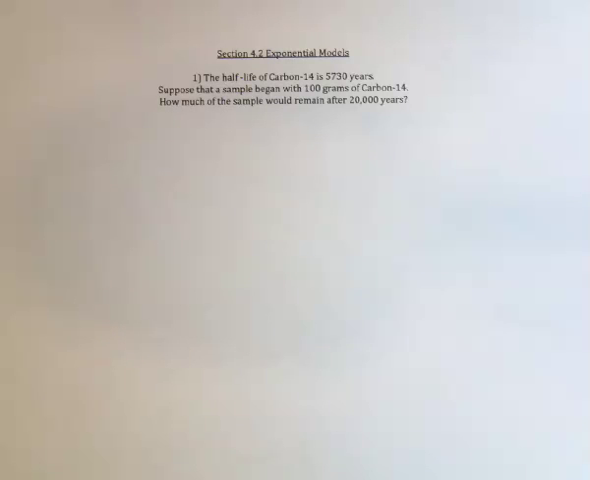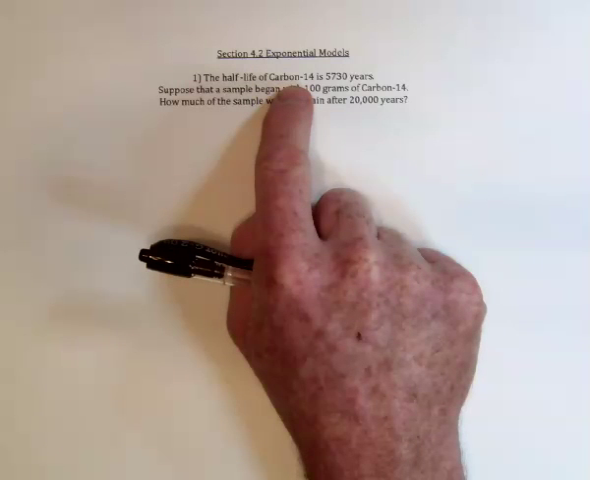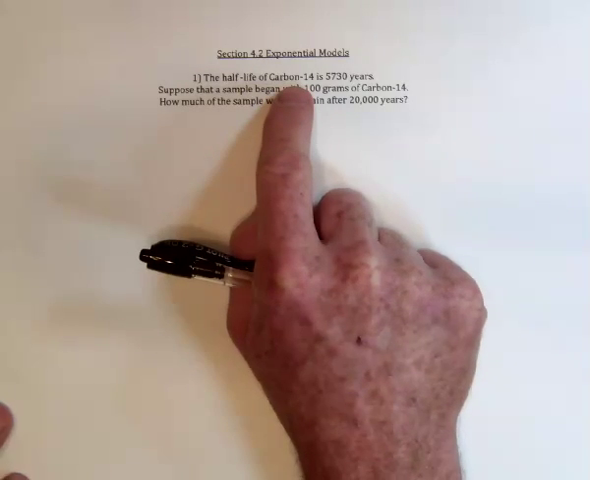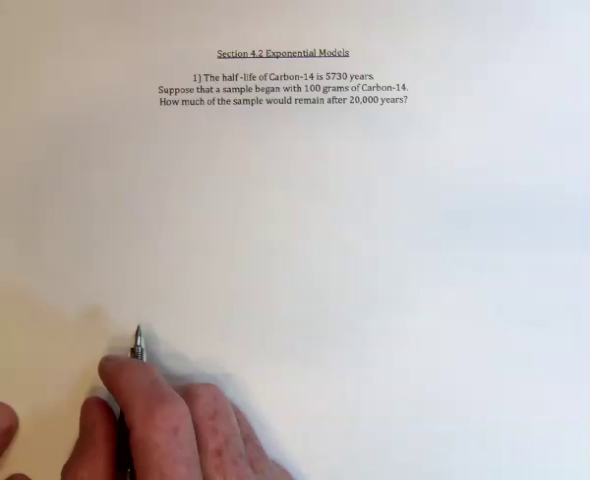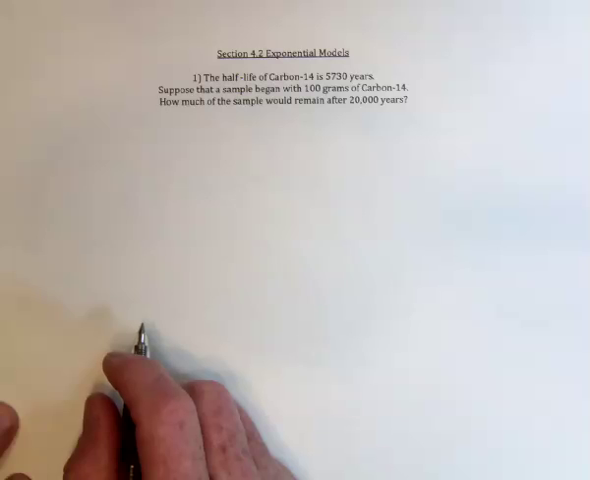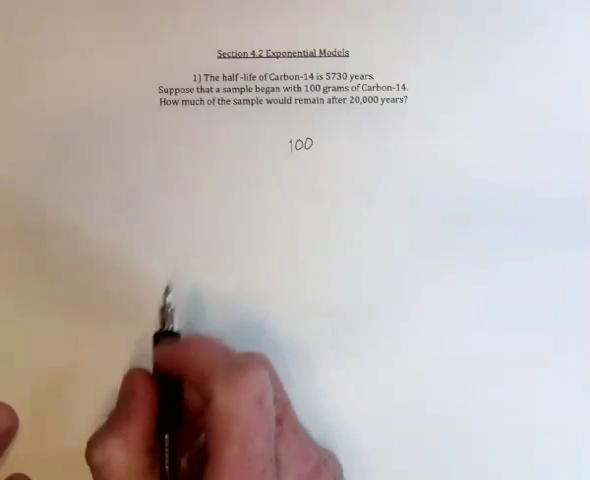Exponential models is another way to say applications or word problems for exponential functions. The half-life means that after 5,730 years, however much carbon-14 was present at the beginning, only half of it will remain after that many years. So suppose a sample began with 100 grams. So start with 100.